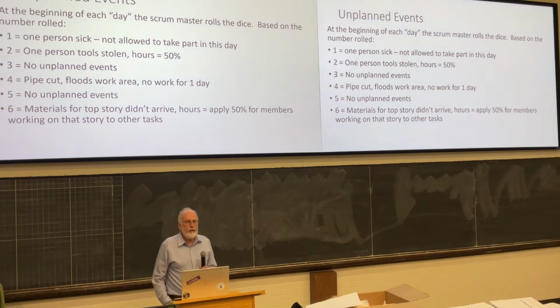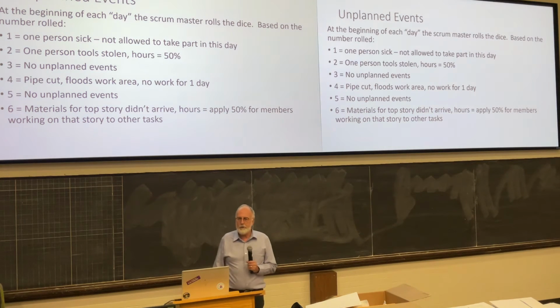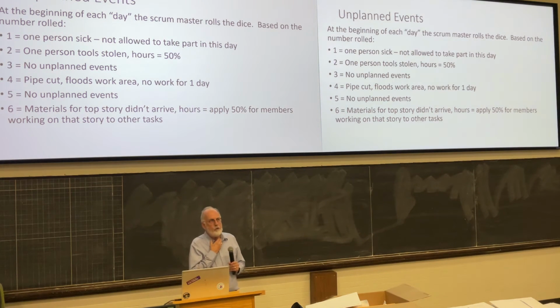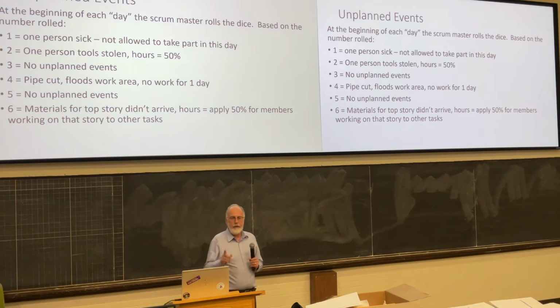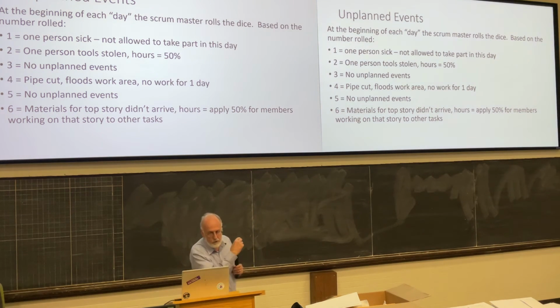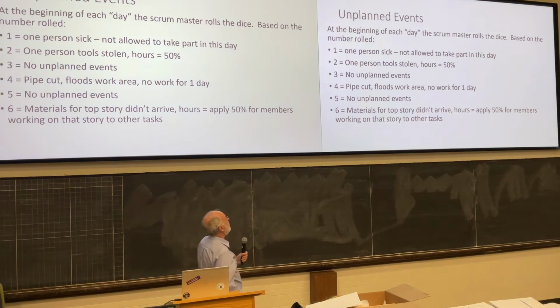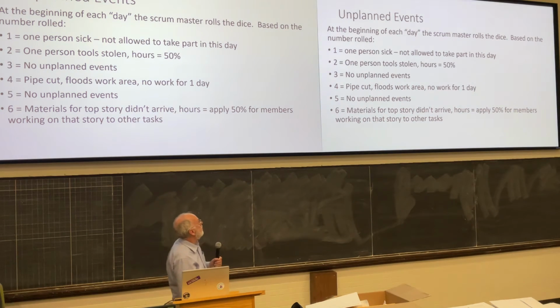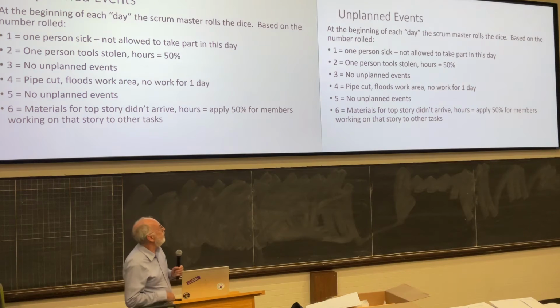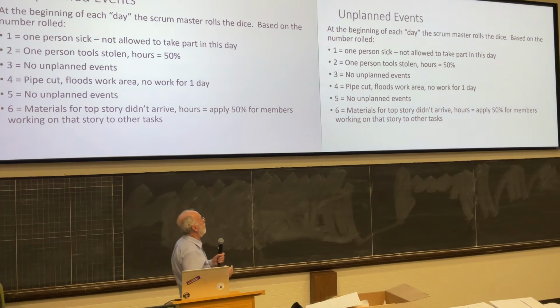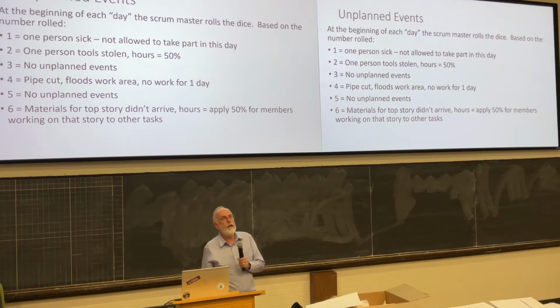And I mentioned there's going to be unplanned events. At the beginning of each day of work, each 3-minute day of work, the Scrum Master is going to roll the dice. And depending on the number that comes up on that dice, and I'll leave the screen up for you after we've started, one of these things is going to happen. They roll a number 1, one person is sick. Number 2, one person's tools were stolen, so you cut your hours in half. Number 3, no unplanned events. Number 4, pipes cut, floods the area, no work for an entire day, so you lose an entire day of production. 5, no unplanned events.